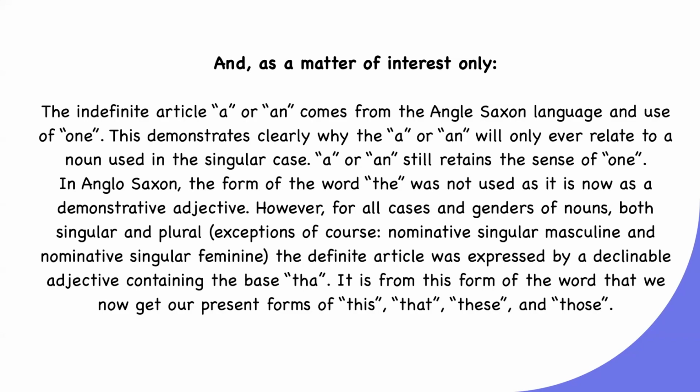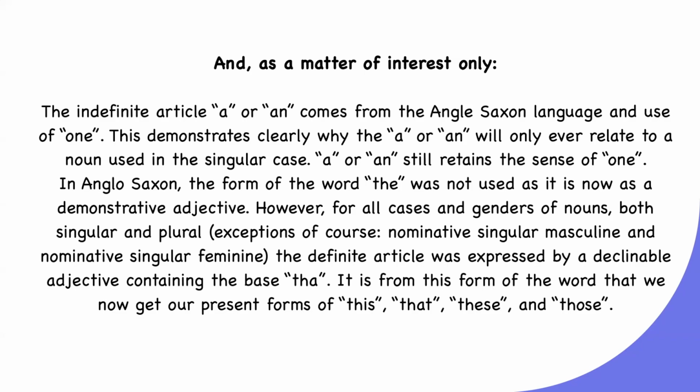And as a matter of interest only, the indefinite article a or an comes from the Anglo-Saxon language and the use of one. This demonstrates clearly why the a or an will only ever relate to a noun used in the singular case. A or an still retains the sense of one. In Anglo-Saxon, the form of the word the was not used as it is now as a demonstrative adjective.